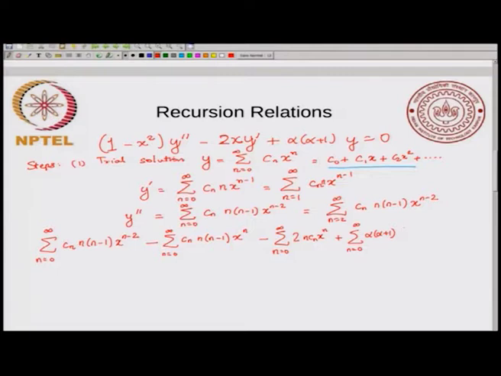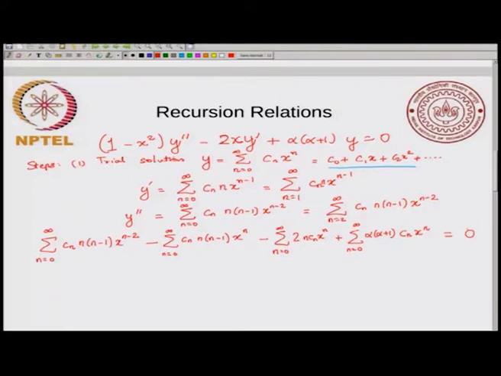Now you just have y, which is just Cn x raised to n. Okay. So, you can verify that these are the terms that you will get when you substitute this form of y in the differential equation. Okay.